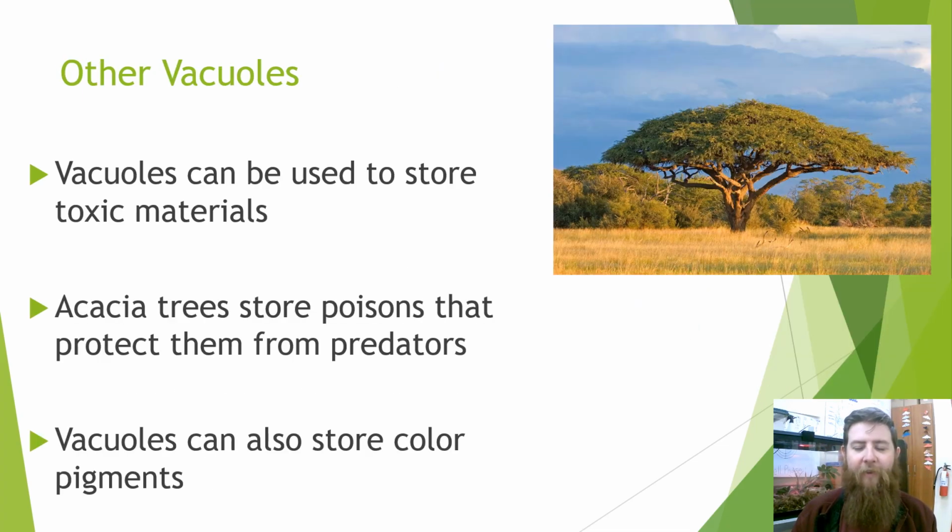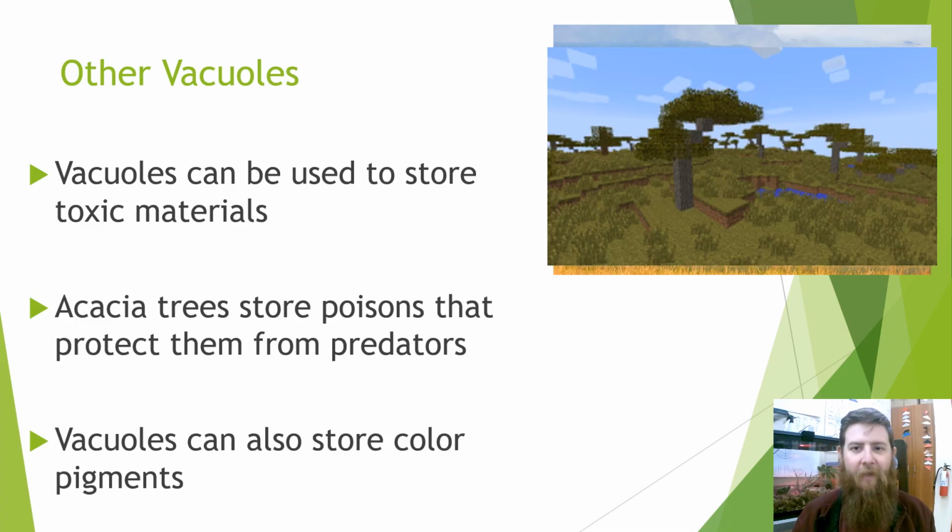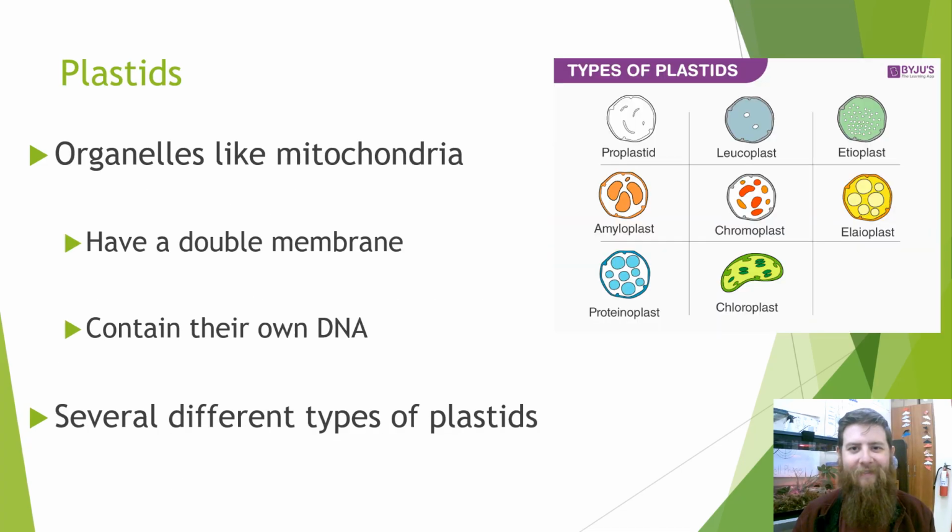There are other vacuoles that exist in the cell. They can be used to store toxic materials. Acacia trees are a great example. They store poisons that protect them from predators. And vacuoles can also store color pigments, like in carrots. They have a lot of carotenoids in them that are stored inside of vacuoles. There's your acacia there, your Minecraft acacia.